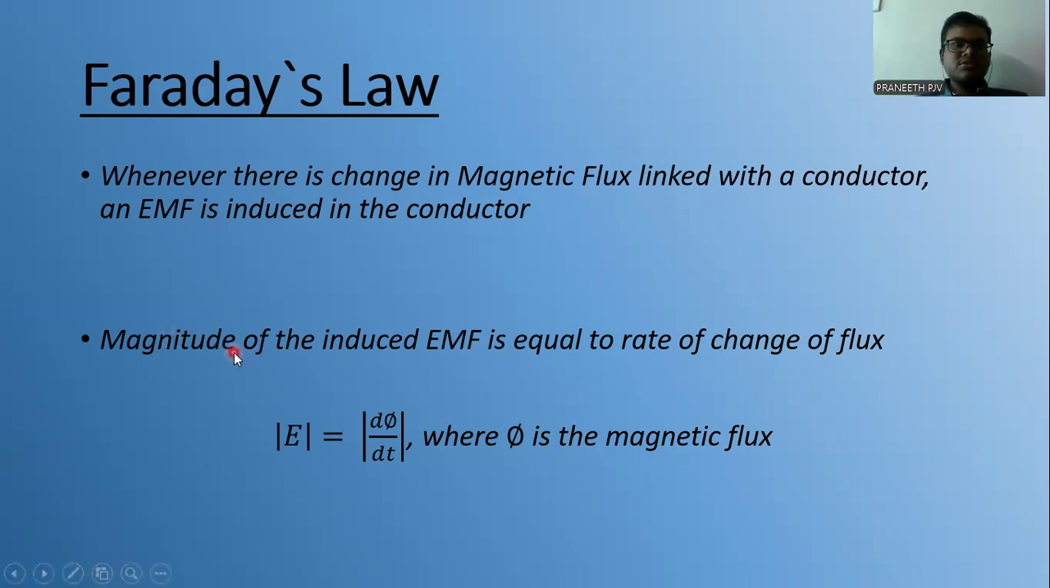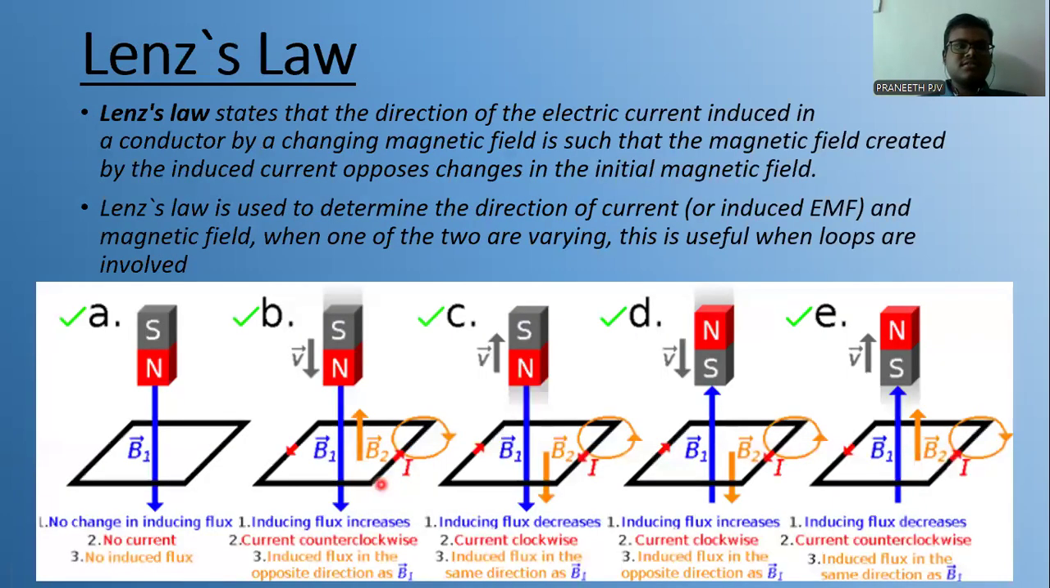Faraday was able to give the equation for the EMF. According to him, the magnitude of the EMF generated in the conductor is equal to the rate of change of flux near the conductor. This is Faraday's law. Then came Lenz.